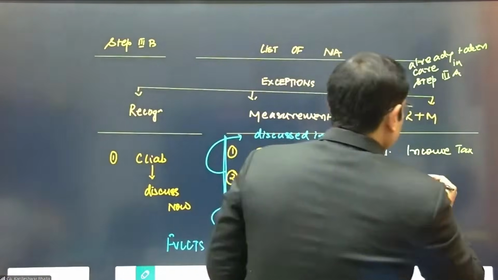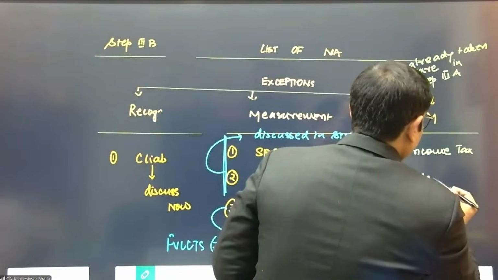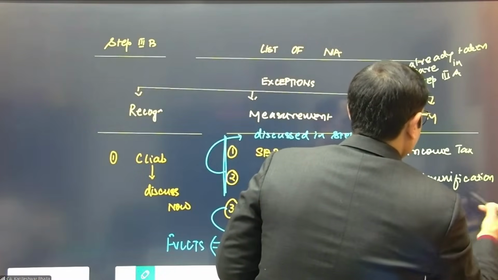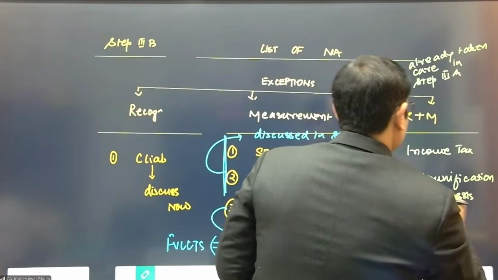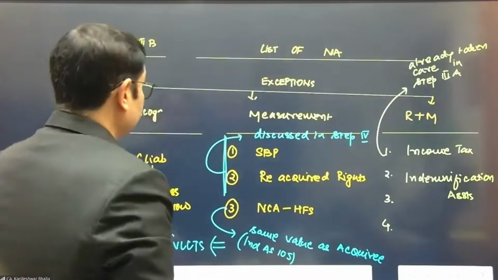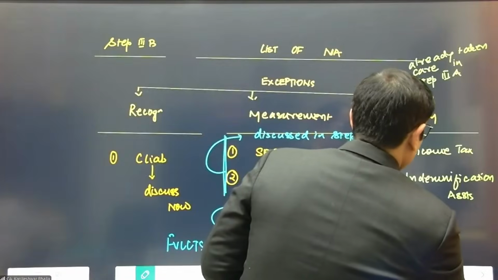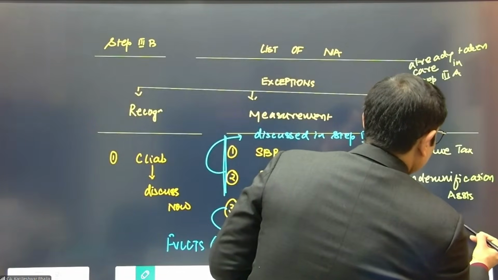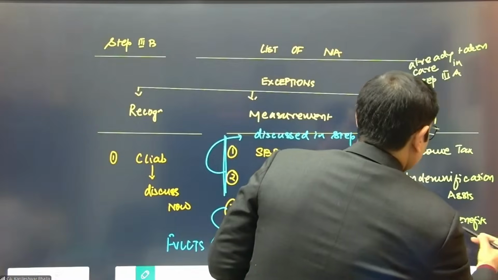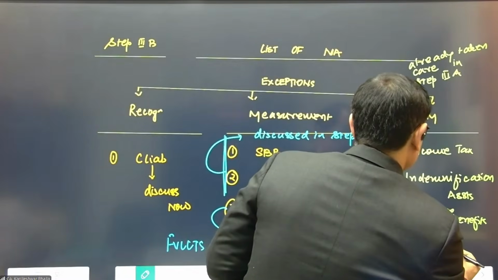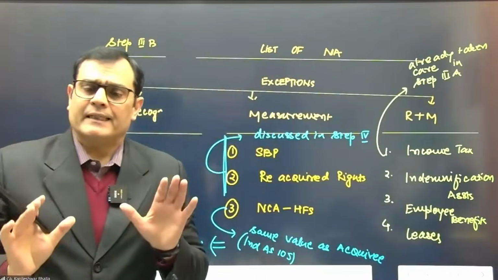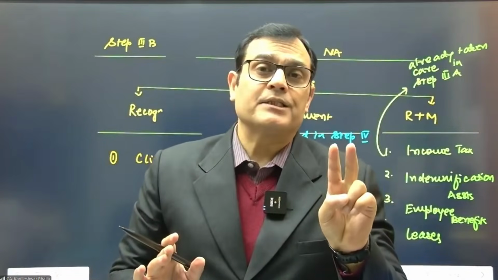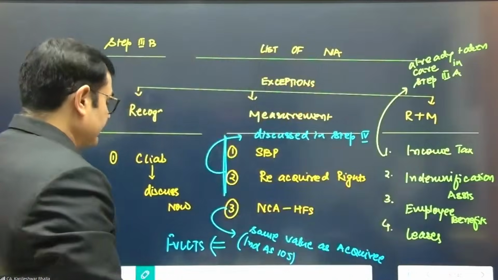Done. Then there is indemnification assets, and this is what we're going to discuss right now in detail. And then there is employee benefits, and we've got leases. So employee benefits and leases. Employee benefits will be as per Ind AS 19, and the leases will be as per Ind AS 116.